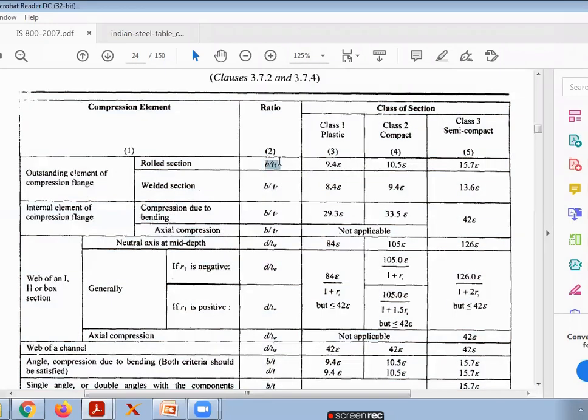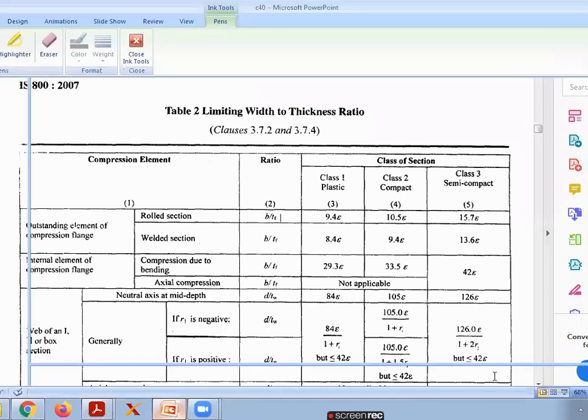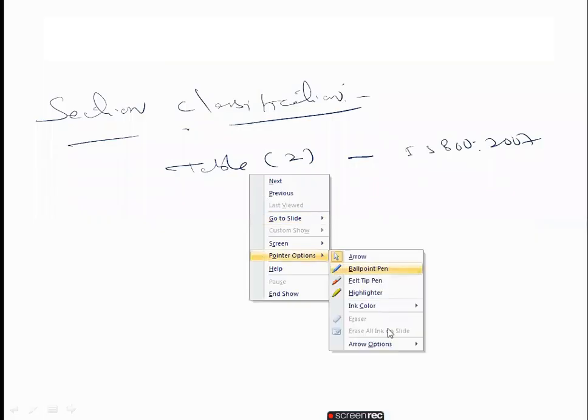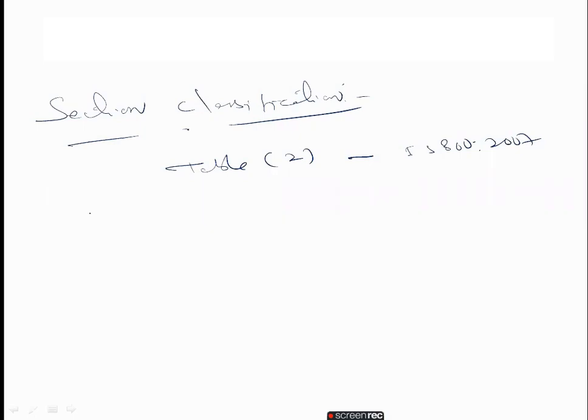At that time, first you have to calculate the limiting width to thickness ratio, that is b by tf. It should be less than 9.4 epsilon, so you will get the section as a plastic section. And also d by tw, with the neutral axis at mid depth, should be less than 84 epsilon. You will check this one; we will see how we get the values now.